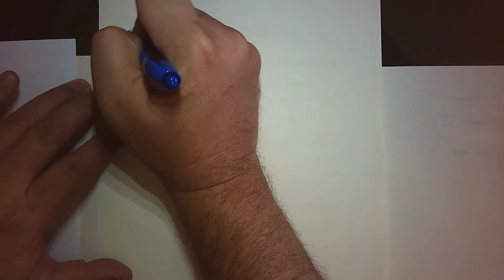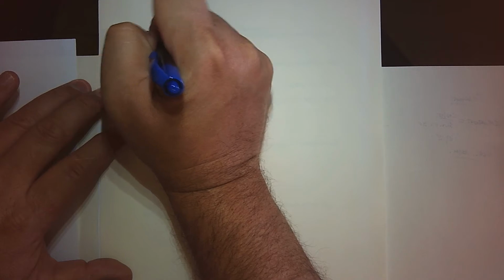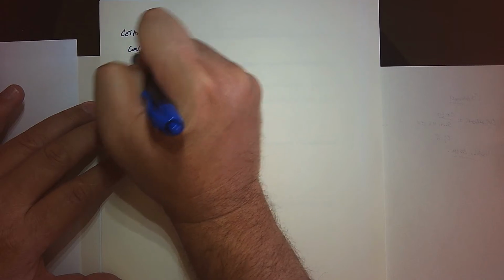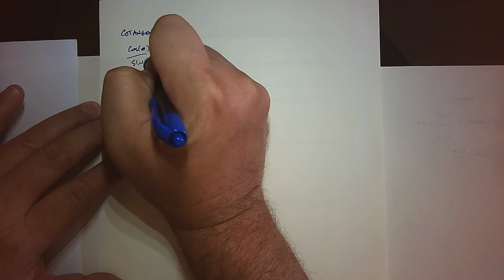Okay, so now let's do some investigation of the cotangent. Right? So what's this graph going to look like? What's the analysis going to be? So we know in this case the cotangent is defined to be cosine over sine.